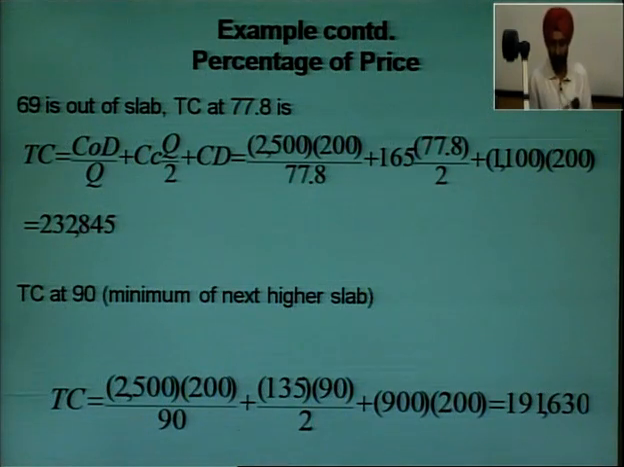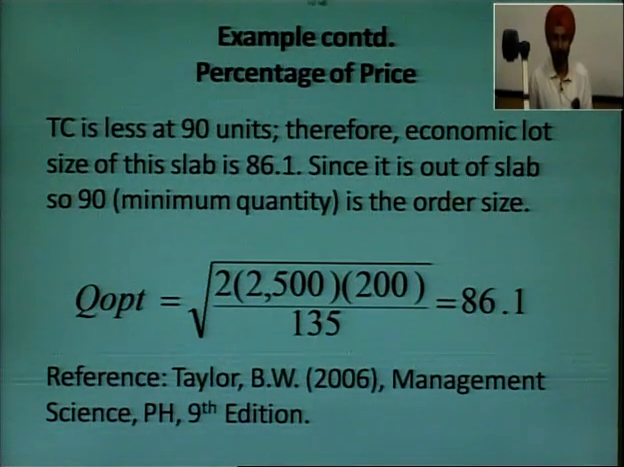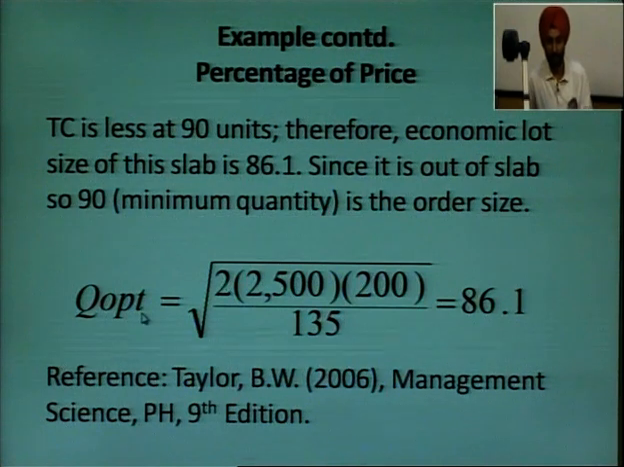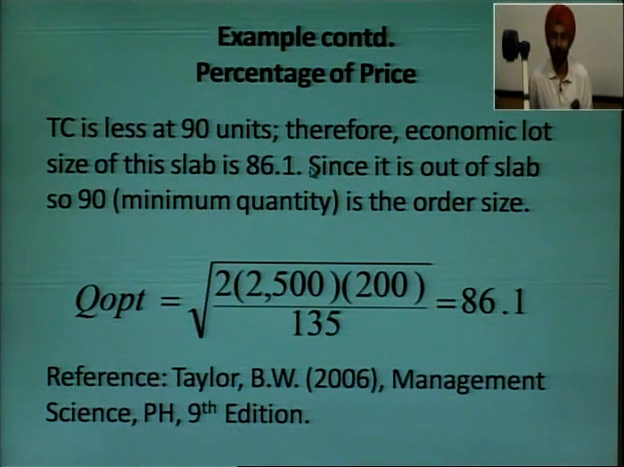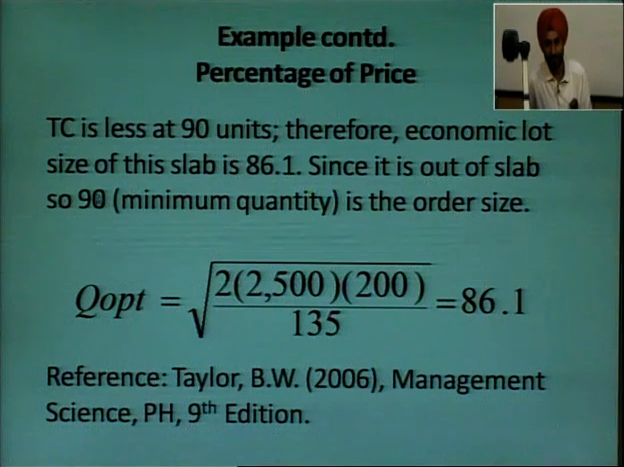So, we would be interested in going for the next higher slab, but in the next higher slab, we would be interested in knowing the optimum order size. One thing we have made sure is that the next higher slab is good for us, but what shall be the optimum in it? So, now we work out the optimum in the next higher slab, considering the carrying cost of 90 plus, but here it comes to be 86.1, and this 86.1 is again outside the slab, because this slab starts with 90. So, 90 shall be the minimum units.